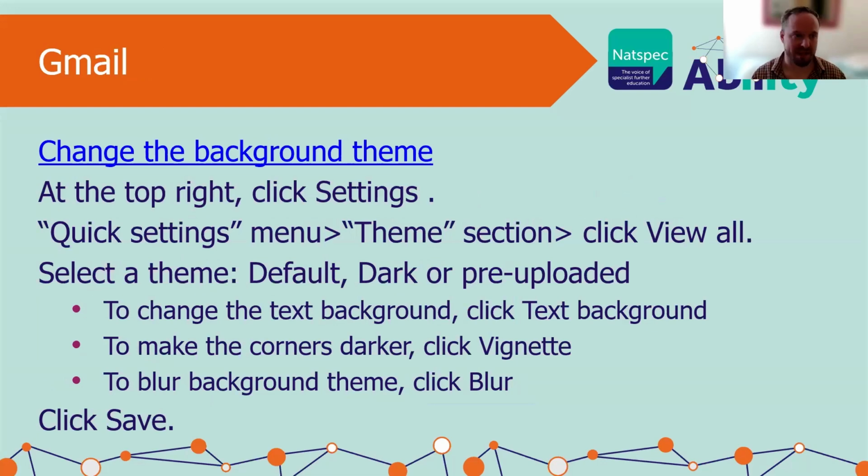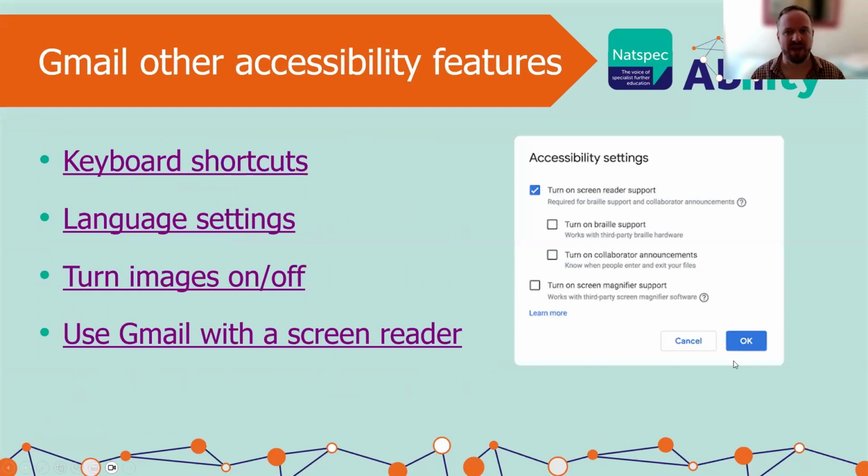For Gmail, there are some accessibility settings, especially in terms of themes. You can go to settings, quick settings, and then theme, and then click view all, and then you can choose default, dark, or pre-uploaded. I'm quite a fan of the dark themes. They help me to read and concentrate on things a little bit. You can also change the text background, and there are some other visual settings that you can just tinker with there. And then make sure you click save at the end to save all those.